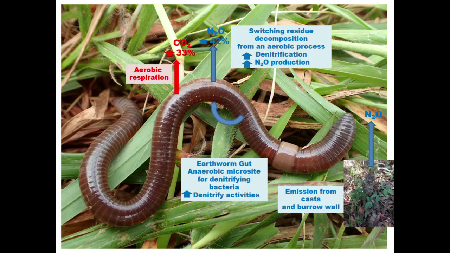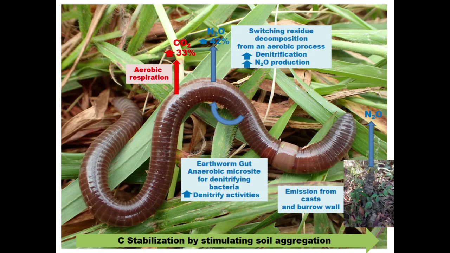As a result of earthworm activities, they produce casts and also burrows. From these casts and burrow walls, N2O can also be emitted. But in the long term, it has been concluded that earthworms may help to stabilize carbon by stimulating soil aggregation. And from other studies, it's also found that earthworms may affect methane emission.